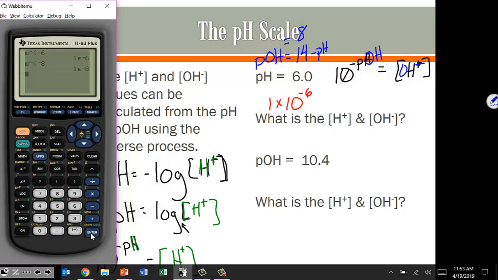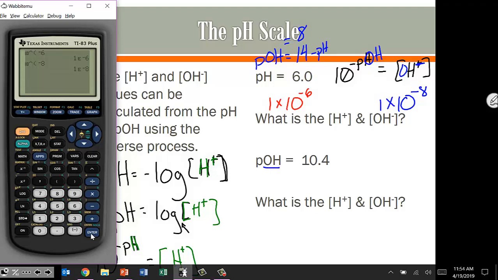So our concentration of hydroxide ions is 1 times 10 to the -8. Again, because these were whole number pHs, our coefficient was simply 1, and then times 10 to whatever the negative pH is. But if our pH is a decimal, such as the case with the next one, it doesn't work out as nicely. For that, you will have to use a calculator, but the process is the same.